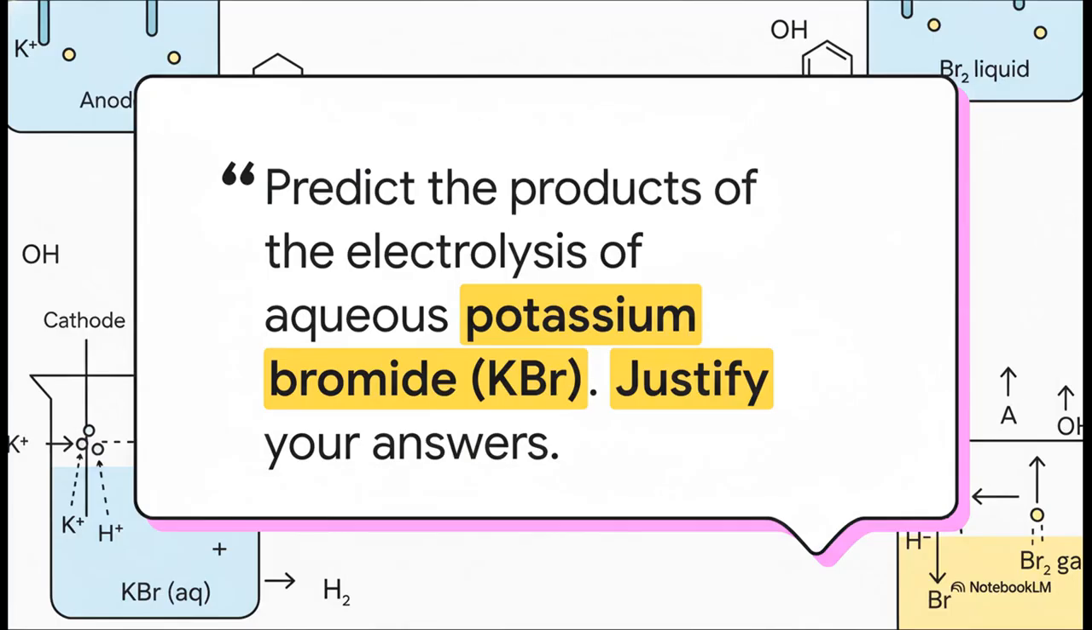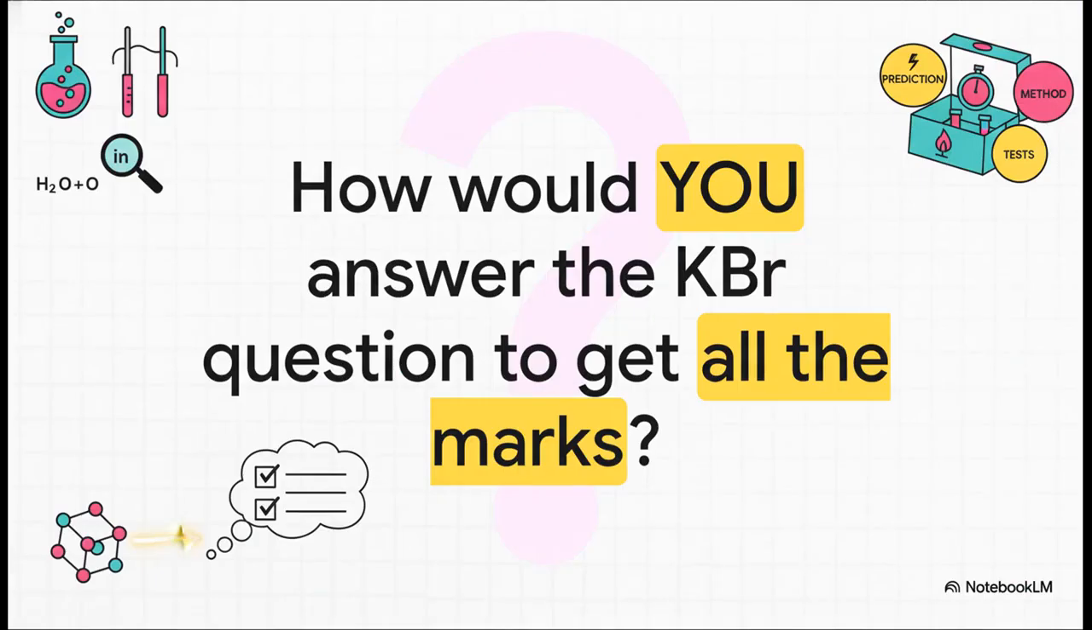Okay, let's look at a classic exam question. A student investigates the electrolysis of aqueous potassium bromide. Predict the products, justify your answers. Right, take a second. Don't panic. Think about our rules. At the negative cathode, it's potassium versus hydrogen. At the positive anode, it's bromide versus hydroxide. What's going to happen?